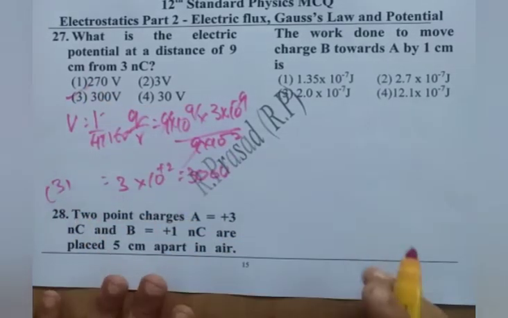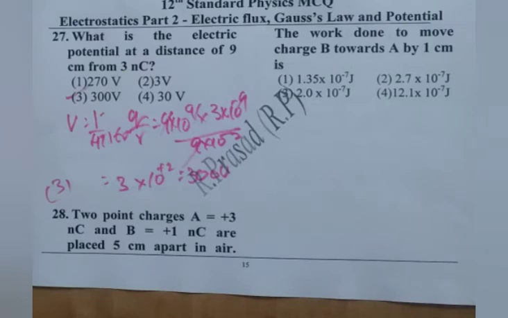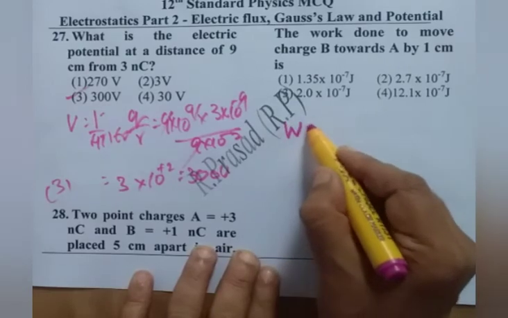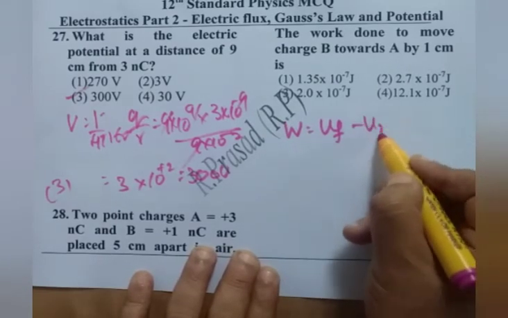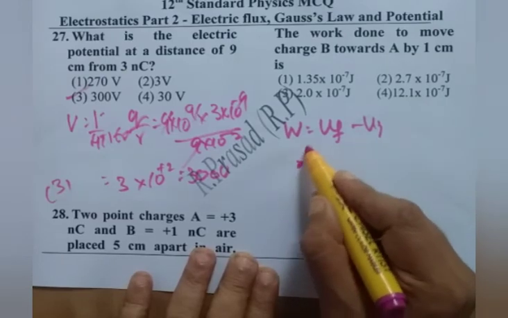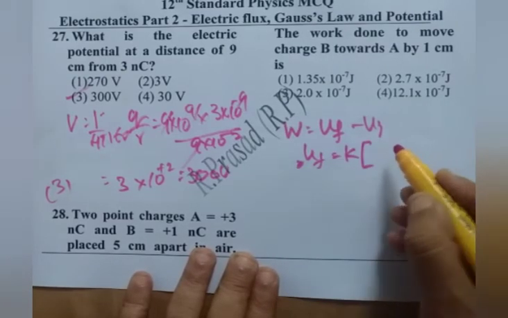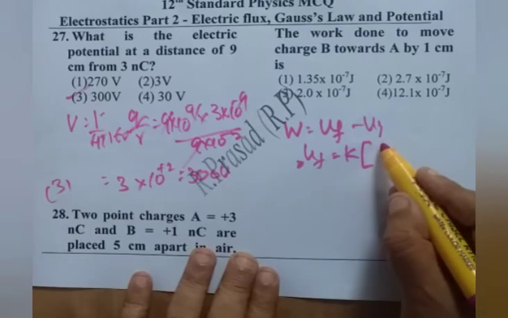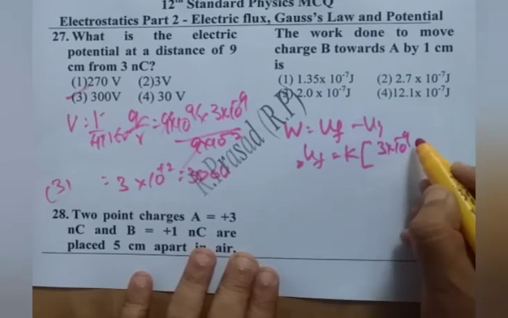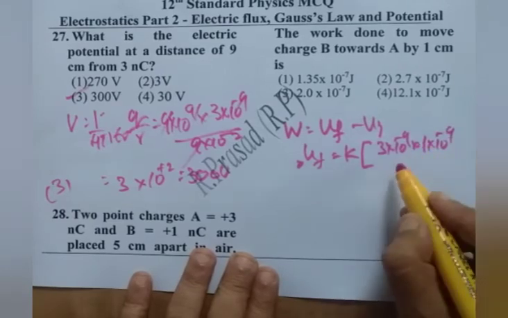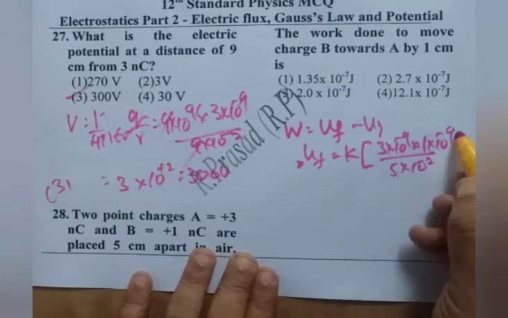Very simple problem. 28th, we think of 2 point charges, 3 nanocoulomb and 1 nanocoulomb, placed 5 centimeter apart in air. The work done to move charge B towards A by 1 centimeter. Here observe, work done means we do it by calculation of change in potential energy. Work done is equal to Uf, final potential energy, minus initial potential energy. Say final potential energy can be written as K into 3 into 10 raised to minus 9, 1 into 10 raised to minus 9. Distance between them is 5 into 10 raised to minus 2.